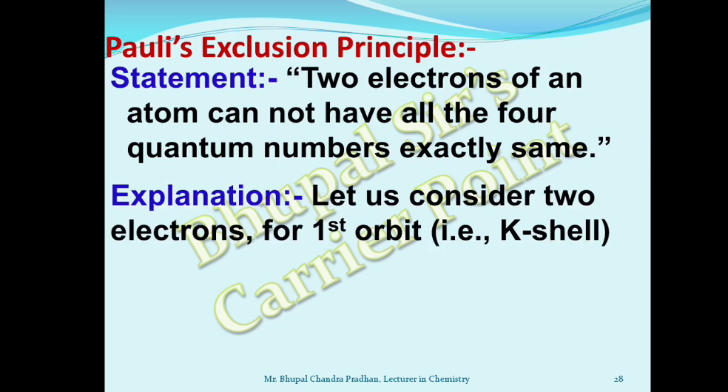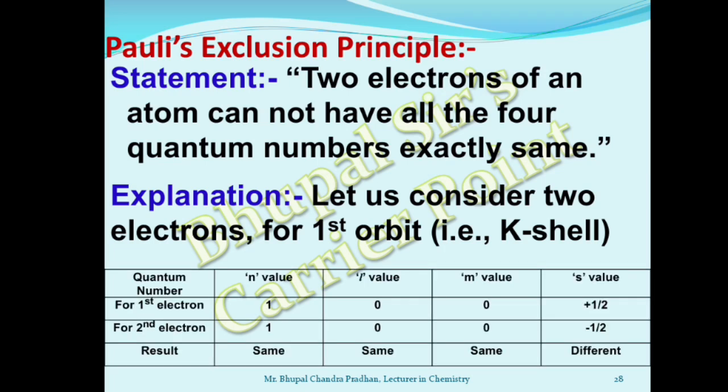Explanation. Let us consider 2 electrons in the first orbit, that is the K shell. For the first electron, the quantum numbers are: principal quantum number 1, azimuthal quantum number 0, magnetic quantum number 0, and spin quantum number plus half.